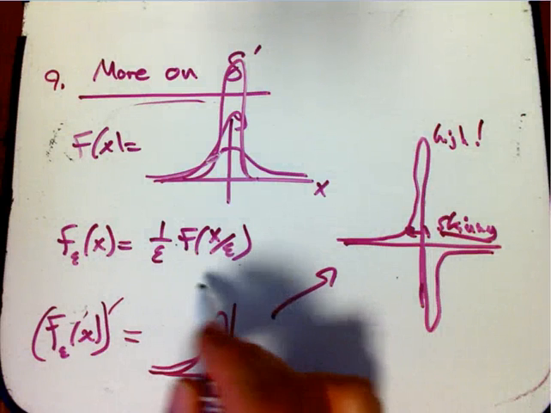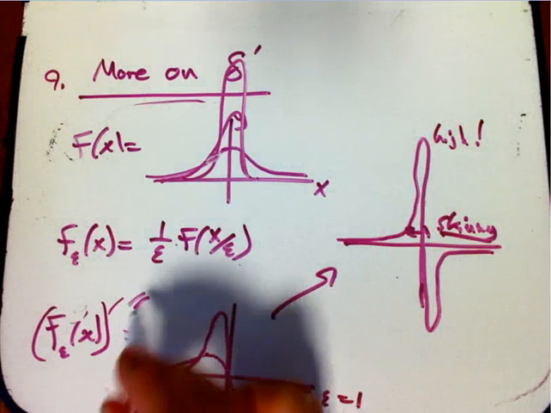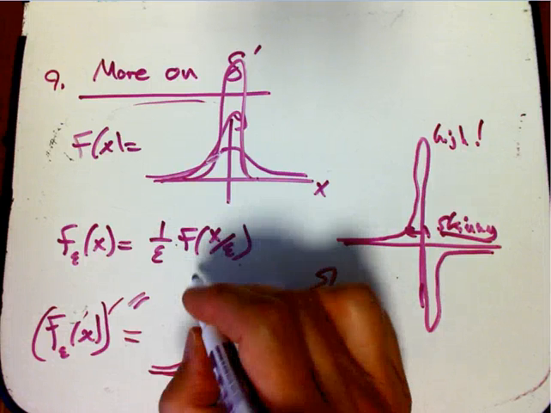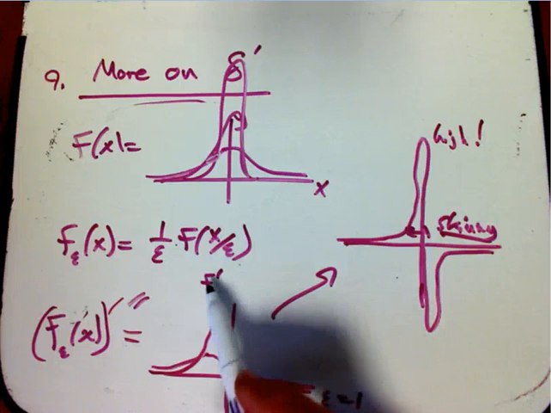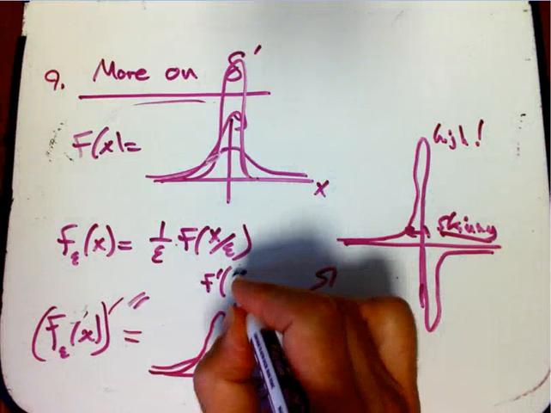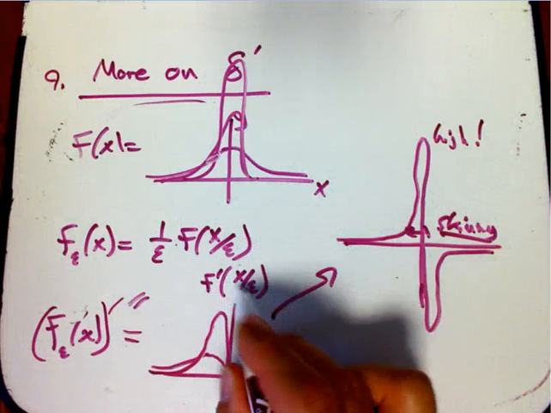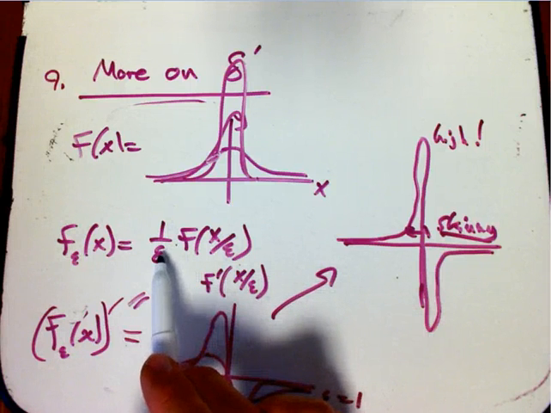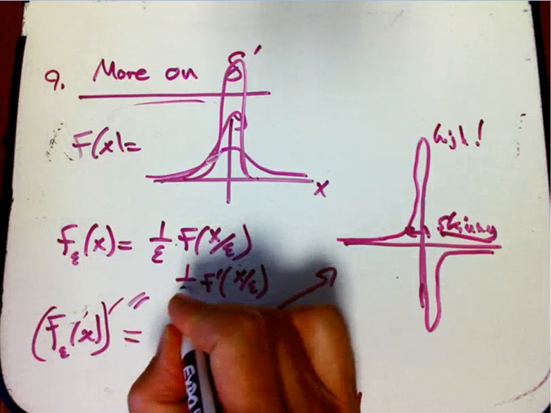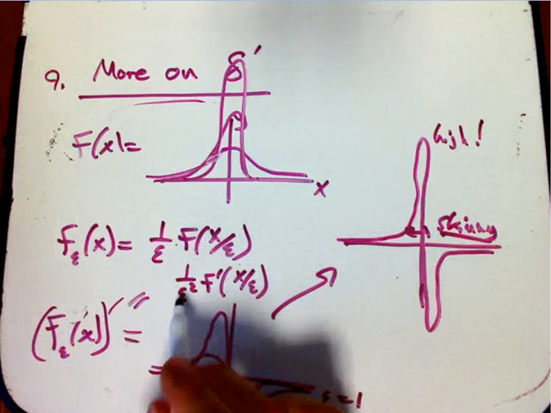We don't have an explicit formula for this, but the formula, just based on the chain rule, is you're going to get f prime, the standard double pulse for epsilon equals 1, squeezed with an x over epsilon, and then you're going to have the 1 over epsilon that you had already, but then another one from the chain rule.